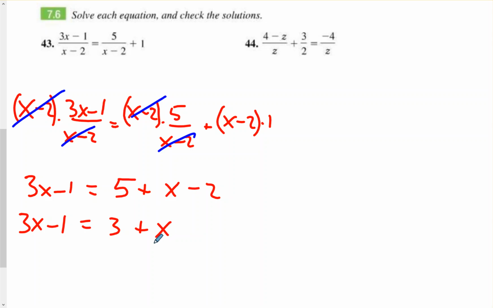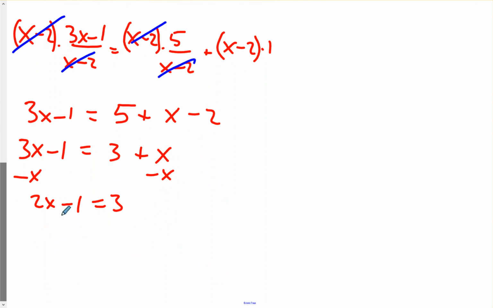Okay, equation with variables on both sides. We can subtract x from both sides. 2x minus 1 equals 3. Add 1. 2x equals 4. Divide by 2. So x equals 2.